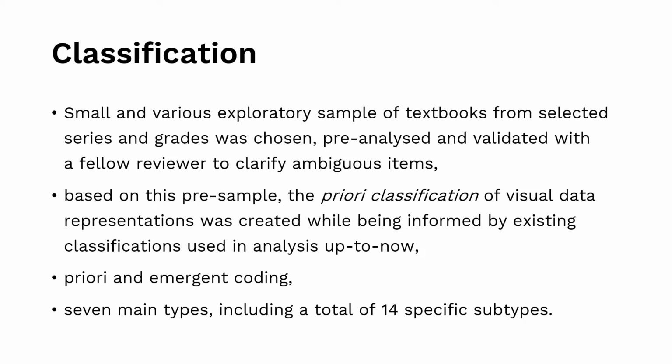Of course, a priori classification is not enough for this type of analysis, so we used a combination of a priori and emergent coding, and when a new type of graphical representation emerged later during the data collection, the classification was updated to encompass the varied reality of data graphics used in Czech elementary mathematics textbooks. In the end, we ended up with 7 main types, including a total of 14 specific subtypes.